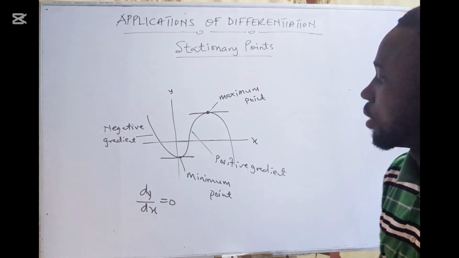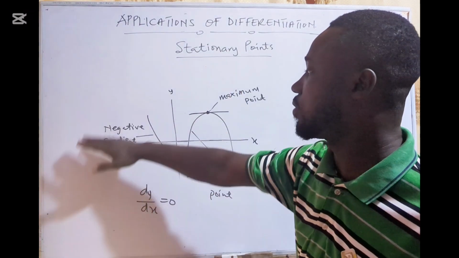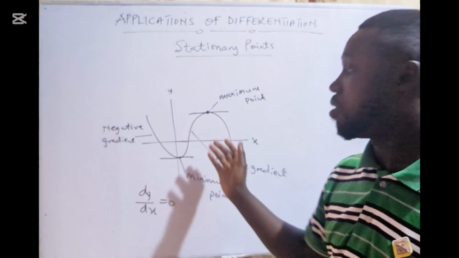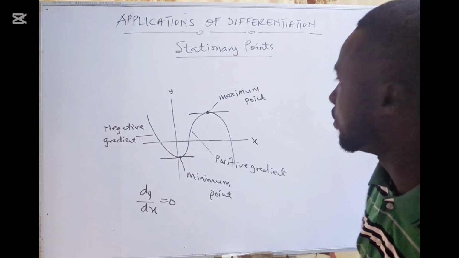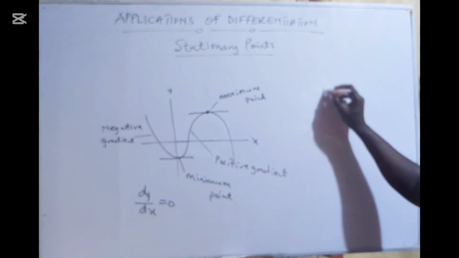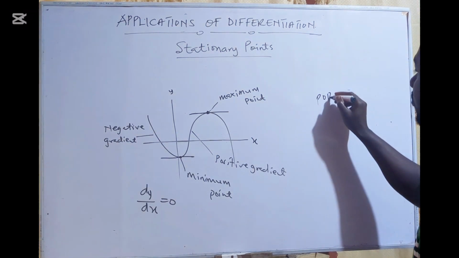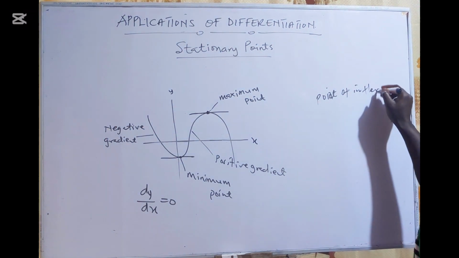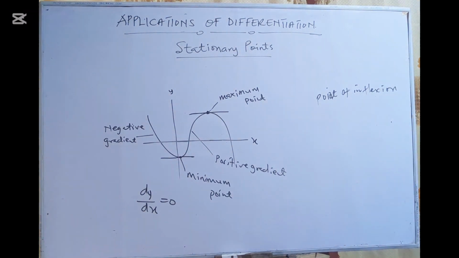When the curve is increasing, the gradient function is positive. So where, at the left hand or the right hand side of the maximum or the minimum point, the value of the gradient becomes the same, then we say that that is the point of inflection.